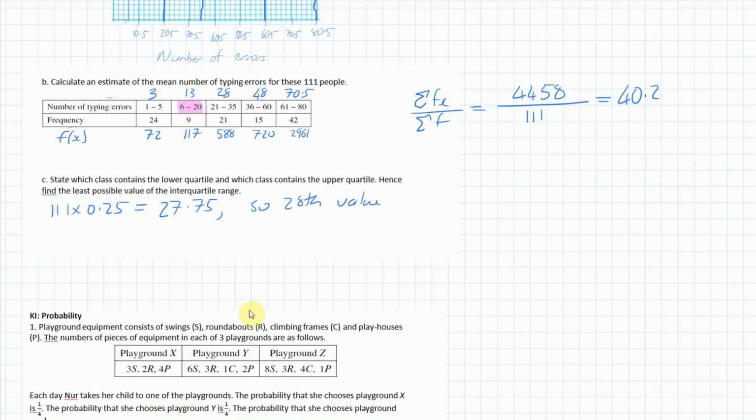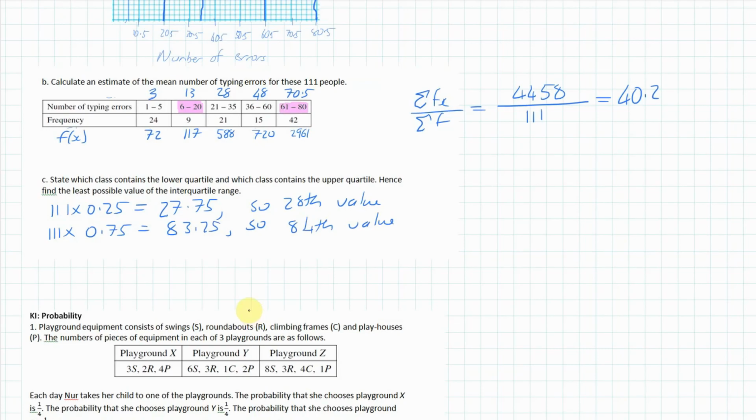And then if we want to find the upper quartile, it would be 111 times 0.75, and this gives us 83.25, so we end up with the 84th item. Now the 84th value, if you count here, it's going to end up in this range here. So if you go 24 plus 9 plus 21 plus 15, that only takes you to 69. So the 84th must be in that last bracket there.